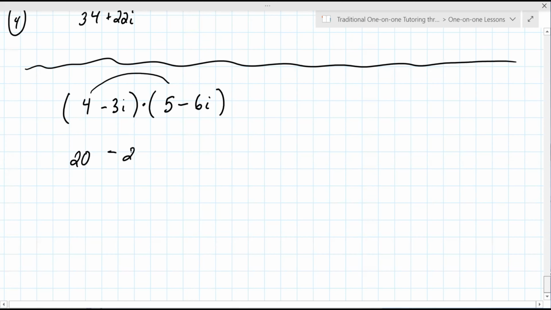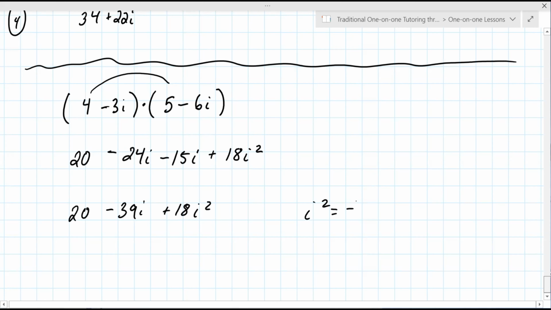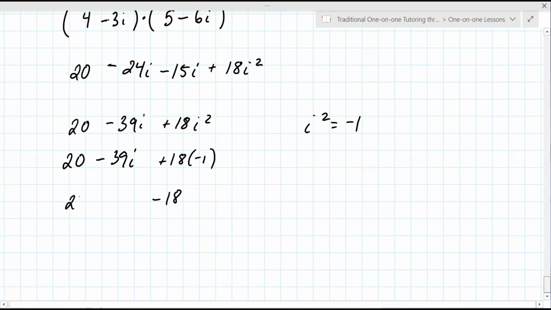And then you got minus 24i, minus 15i. This time though, see how it's a negative times negative? So that's plus 18i squared. So when you combine these middle ones, you get minus 39i plus 18i squared. I squared is -1. So we have 18 times -1, which is minus 18. And you can combine these and you get 2 minus 39i.